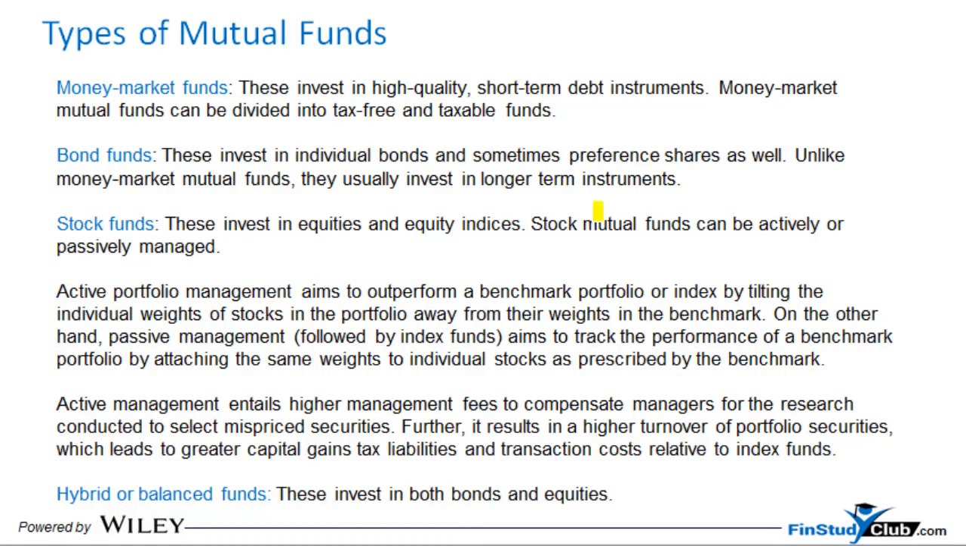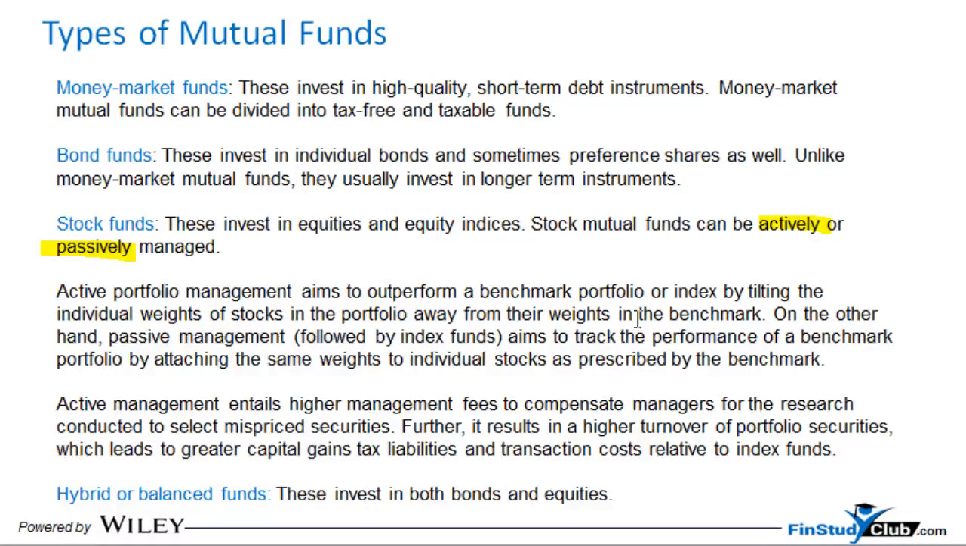Now, this is important, guys. You need to know what we understand by active management and passive management. So, let's understand that. An active portfolio management aims to outperform a benchmark portfolio or index by tilting the individual weights of stocks in the portfolio away from their weights in the benchmark. Okay, so clearly there will be much greater discretion on the part of the investment manager to decide on the weights that he would have into these individual stocks, and the weightages could very well be very different from the kind of weightage that these stocks have in the benchmark index.